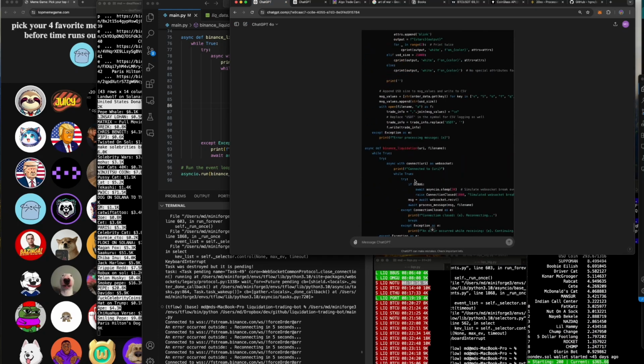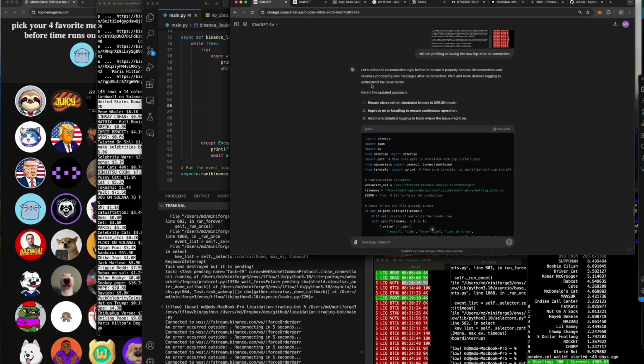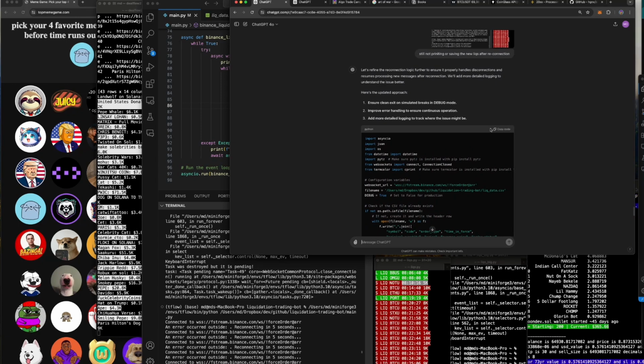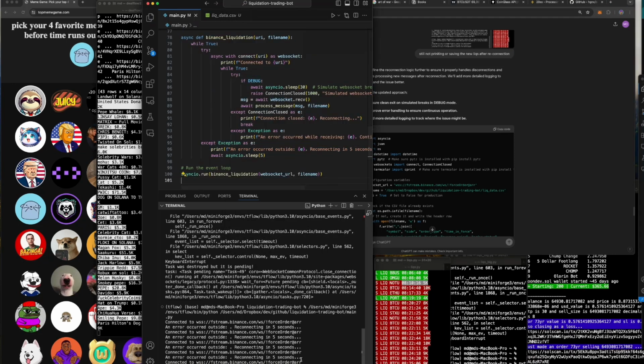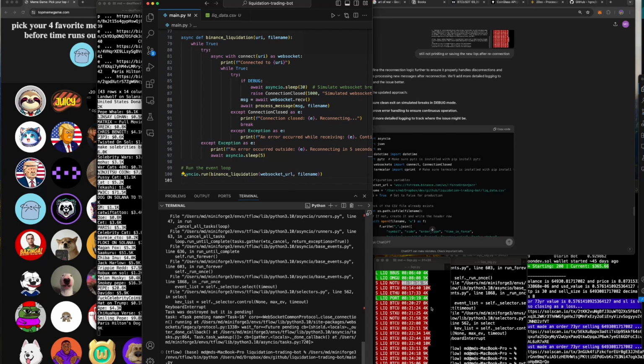Okay, so this is a new try here, and let's see what's going on. Let's refine the reconnection further to ensure it properly handles disconnections. Okay. Ensure clean code. Okay. Paste it. Okay. Let's run it. Let's wait for some liquidations.